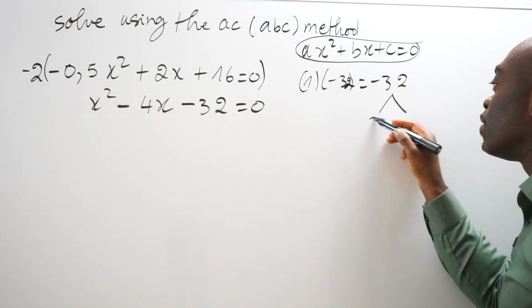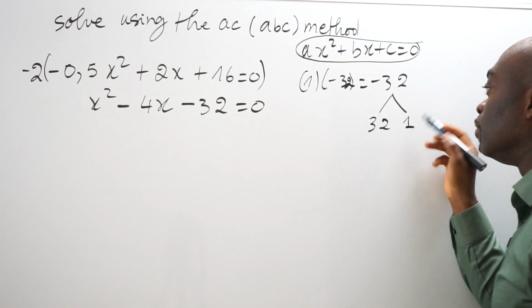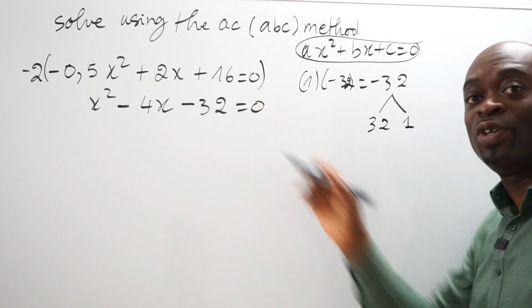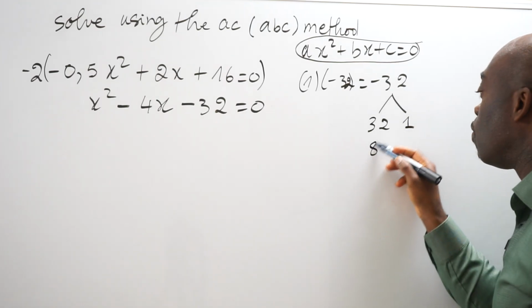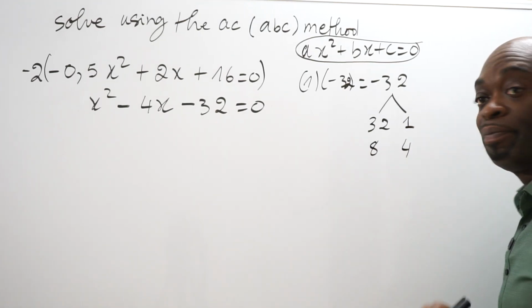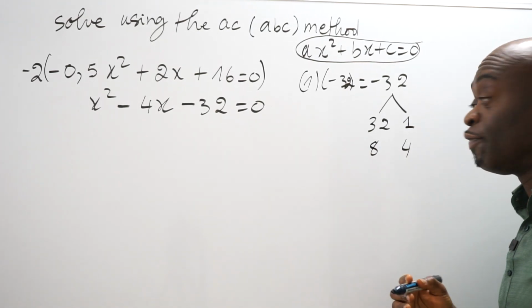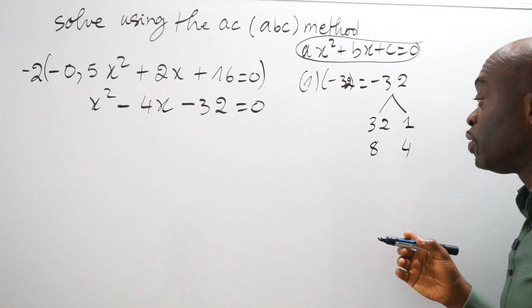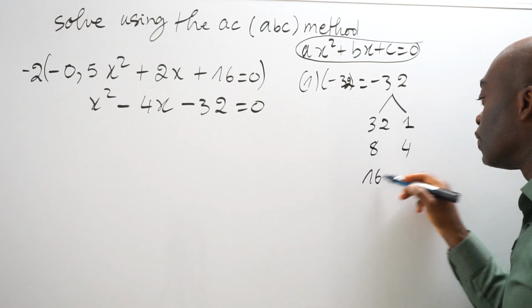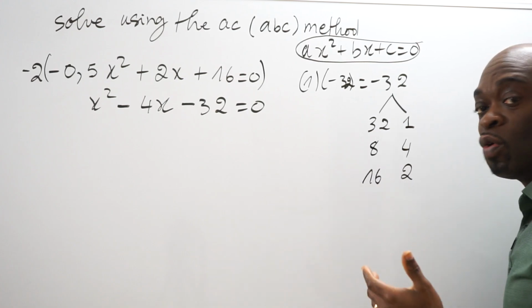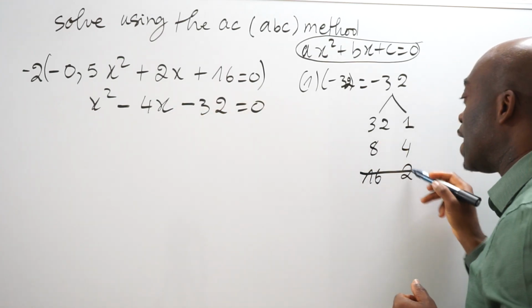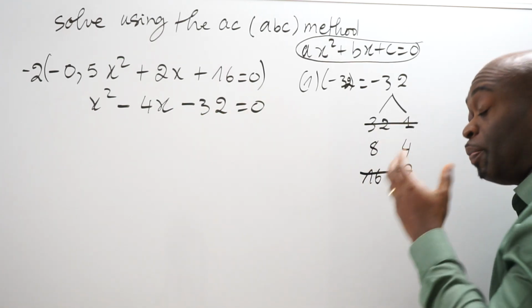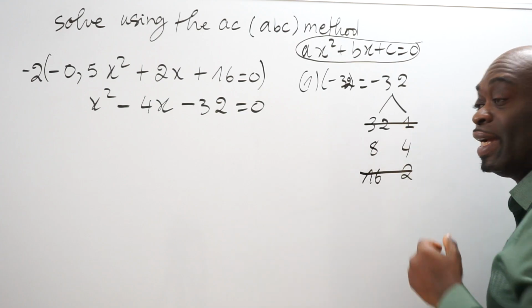So if you say 32 and 1, you can never add to give you negative 4. So what else? 8 and 4. Okay, so you can use 8 and 4 as well. Or what other numbers can we use? 16 and 2. There's no way 16 and 2 added or subtracted will give you negative 4. So this one also is not good. The possible answer here is going to be 8 and 4.